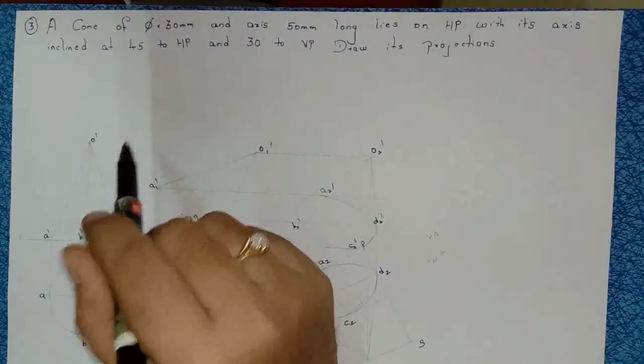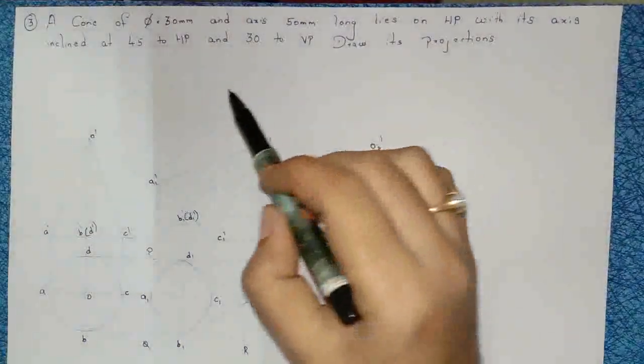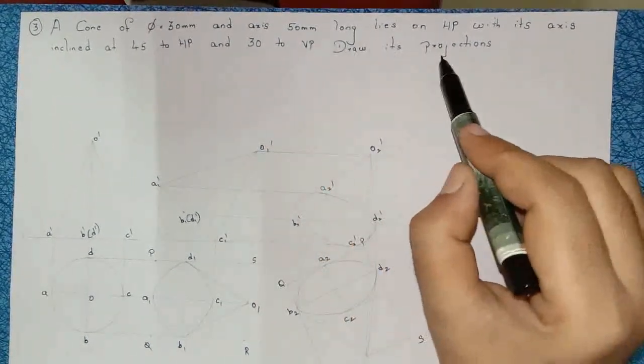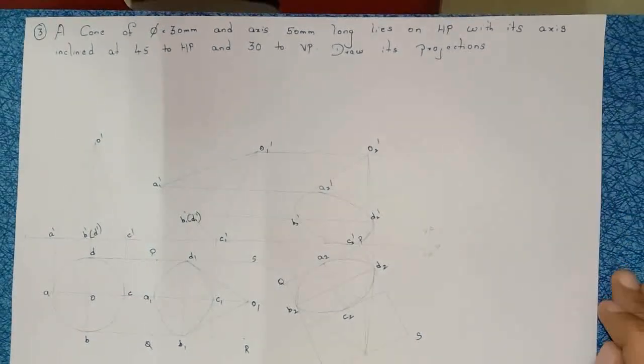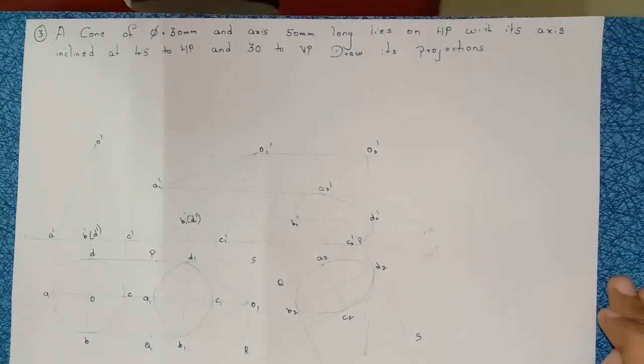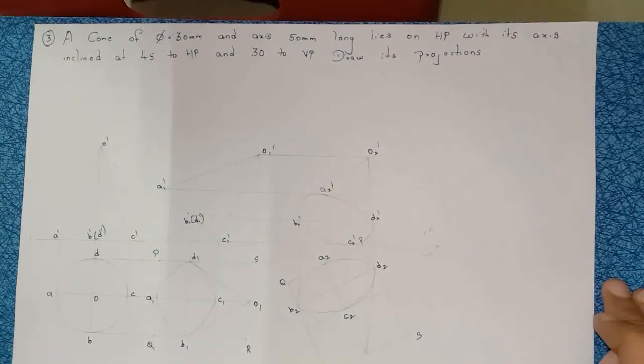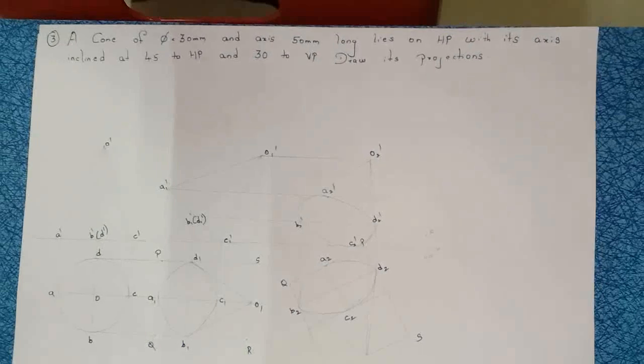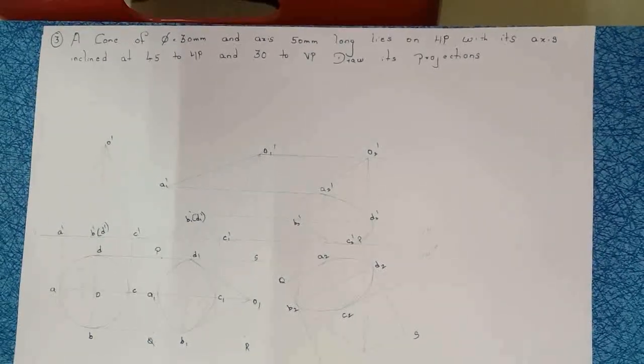Right. Coming to next problem. A cone of diameter 30 mm and axis 50 mm long lies on HP with its axis inclined at 45 degrees to HP and 30 degrees to VP. Draw its projections. So same problem, same method.